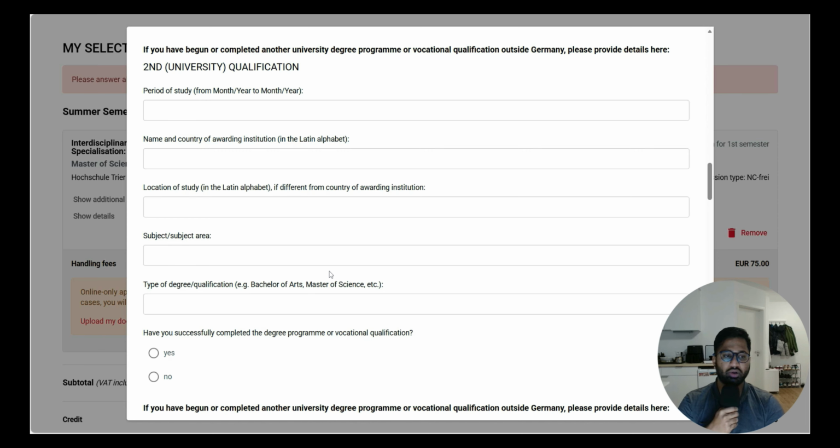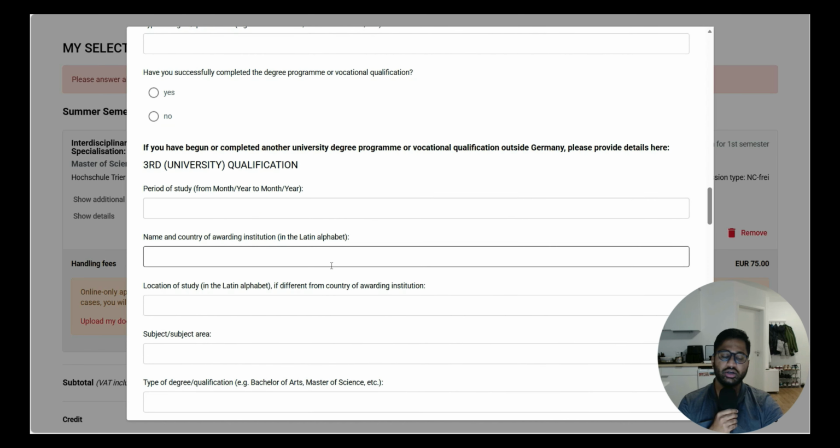Then the second university qualification: who can utilize this? If there are people who have done 10th standard in schooling but directly went for diploma, a diploma is also considered like a degree. If you want to, you can fill in your diploma degree here in the second university qualification, and in the first university qualification you can fill in your bachelor degree. So it will be like three years like that. Depending upon your situation, you can fill in the second university qualification with your diploma if you are coming from a diploma and did a bachelor's through lateral entry.